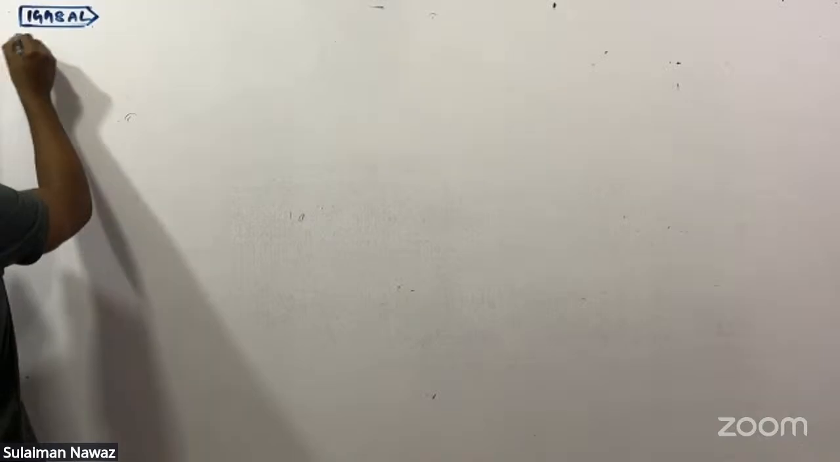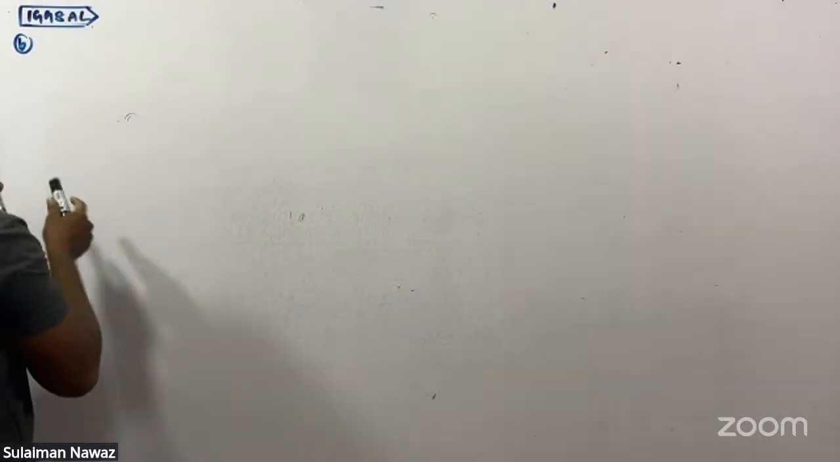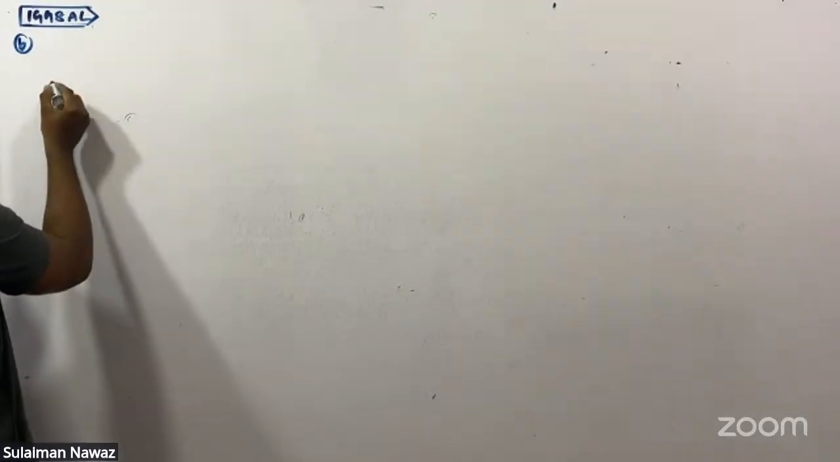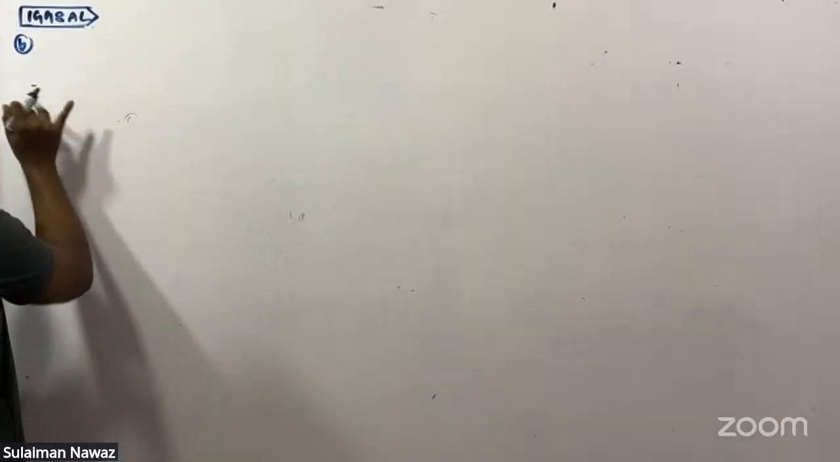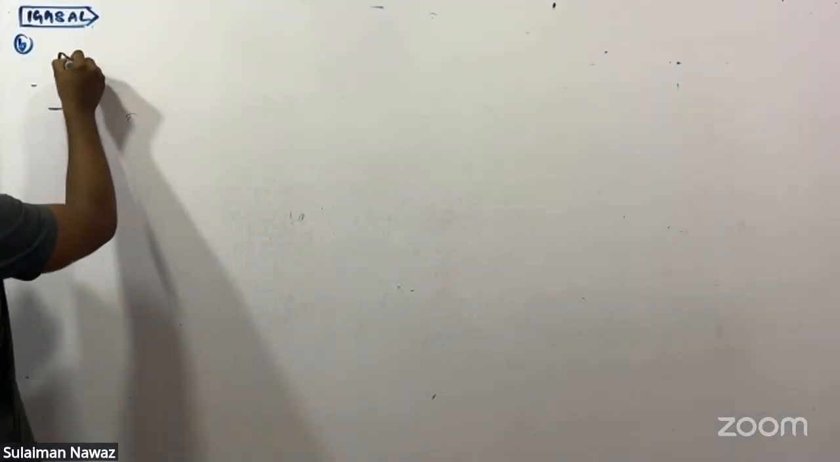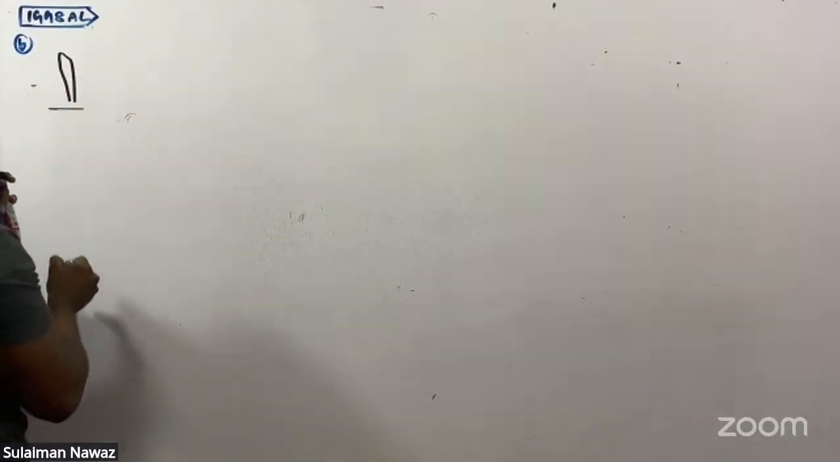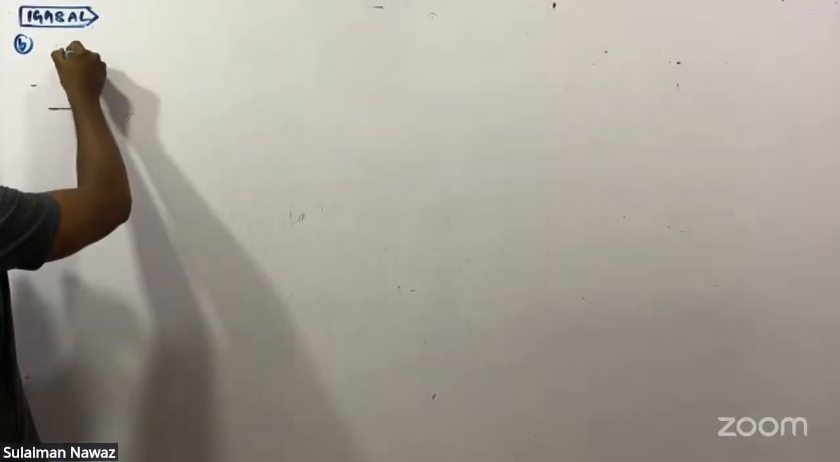Question number 6. Right, let's see now. This is our bone. Listen carefully. This is our bone. I don't know how to draw it correctly. How to draw a bone? I don't know how to draw a bone.